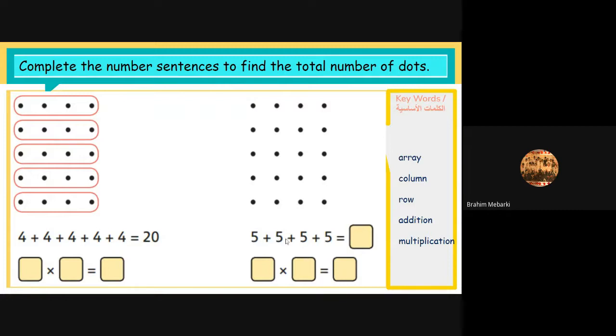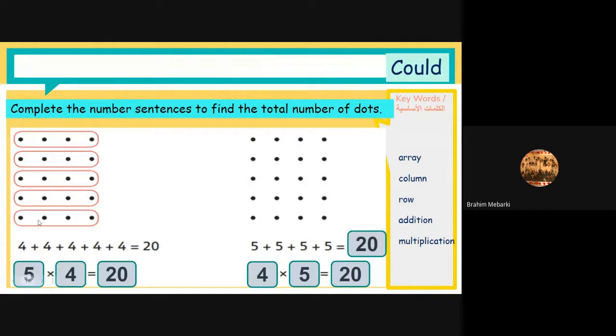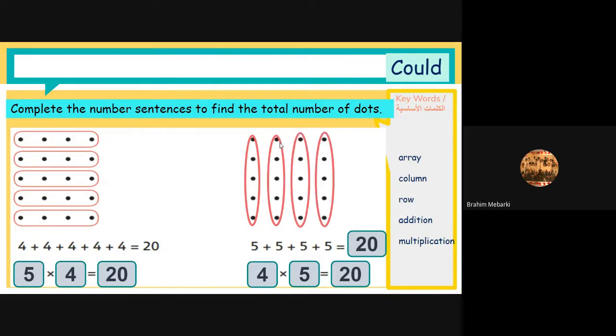Same thing. 5 add 5 add 5 add 5 equals 20. And I write it as 4 times 5 equals 20. And here 5 times 4 equals 20. Very good. Here is the correct answer. 5 times 4, 20. 4 times 5, 20. So this is one group of 5, second group of 5, 3, 4. 4 groups of 5, or 4 times 5, 20.